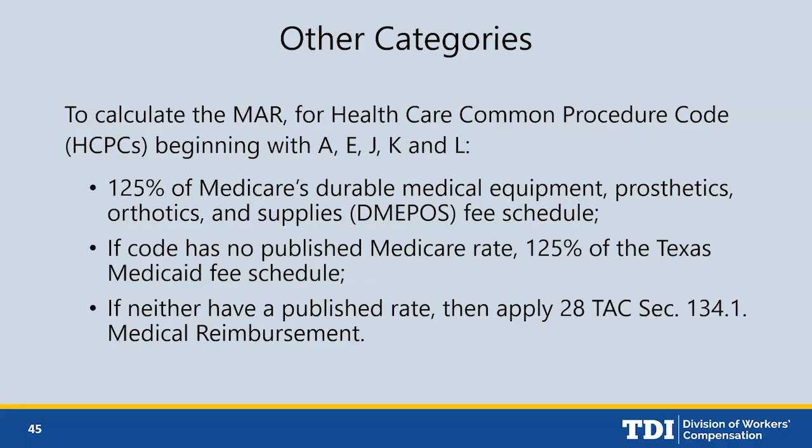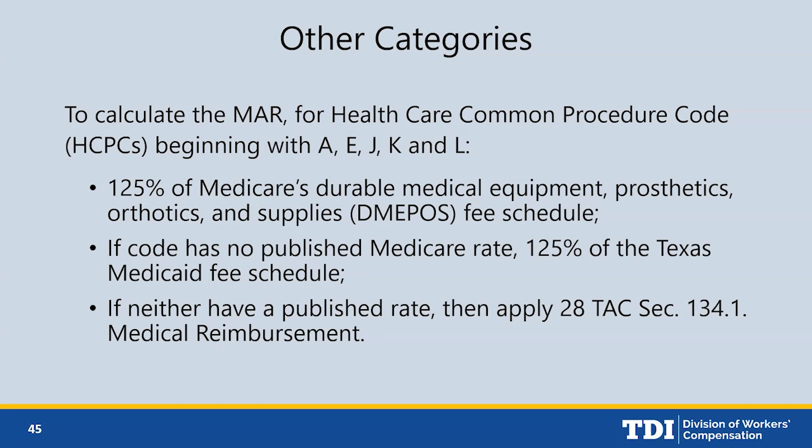Novitas does not administer the DMEPOS fee schedule. You have to go to another Medicare administrative contractor for that. But you can also find it on the cms.gov website for your location. Find out if Medicare values your A code or your E, J, K, or L code. If they do, you take that amount and multiply times 125%.